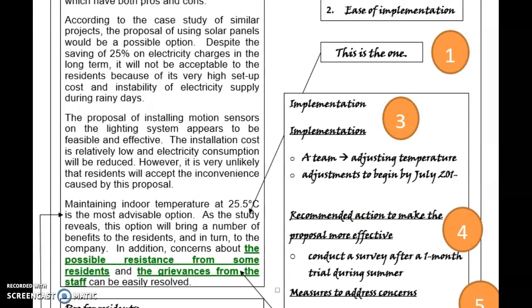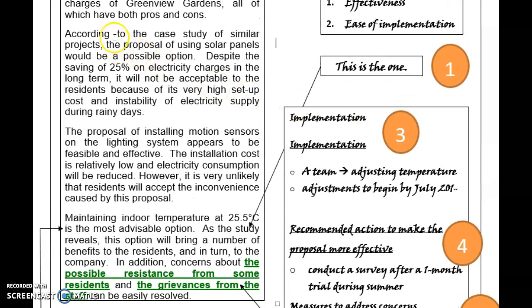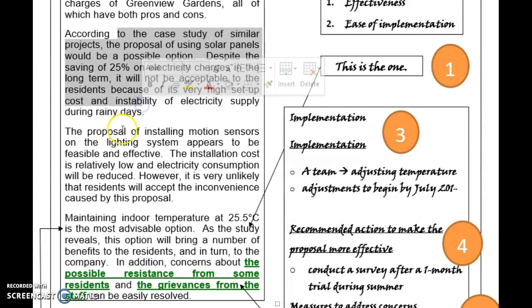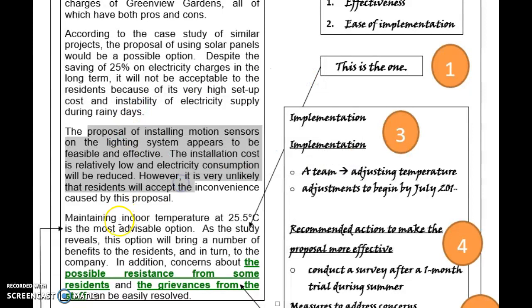Look at here again. This is the first initial proposal. This is the second one. And it is the number 3 one. So the third one is being chosen. So that's why you see this is the one telling you that this is the final proposal to be chosen.